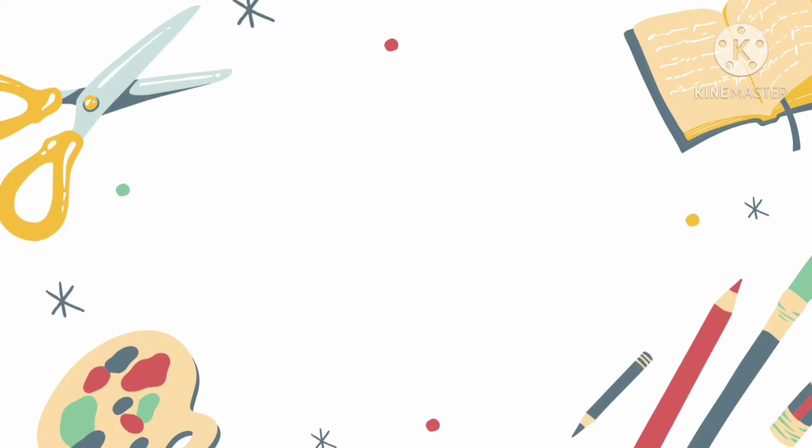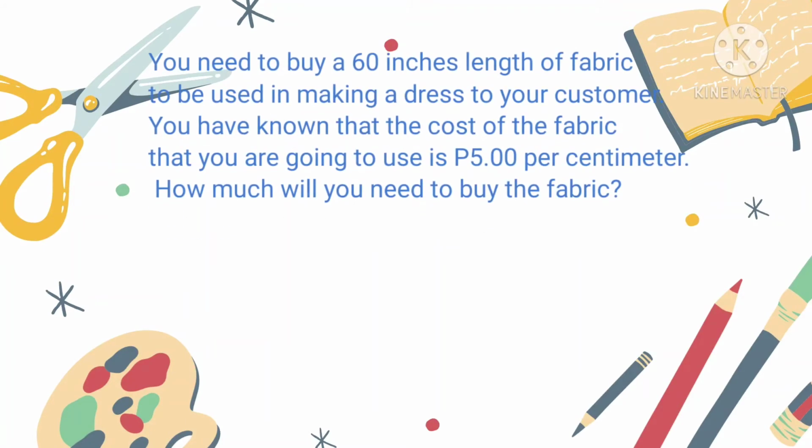Now, let's do conversion in a real-life situation. For example, you need to buy a 60 inches length of fabric to be used in making a dress for your customer. You have known that the cost of the fabric that you are going to buy is 5 pesos per centimeter. How much will you need to buy the fabric?